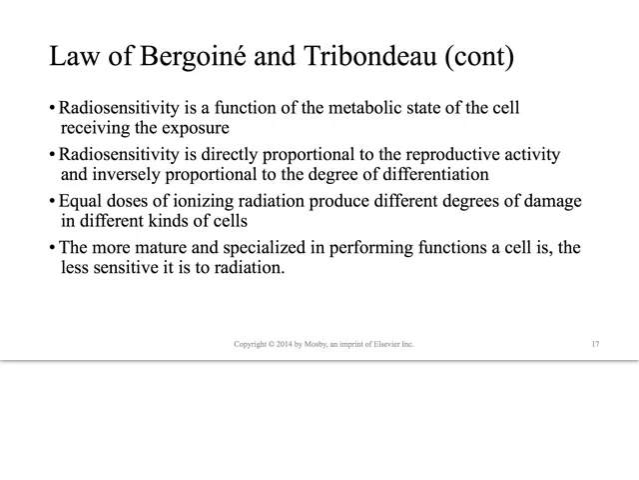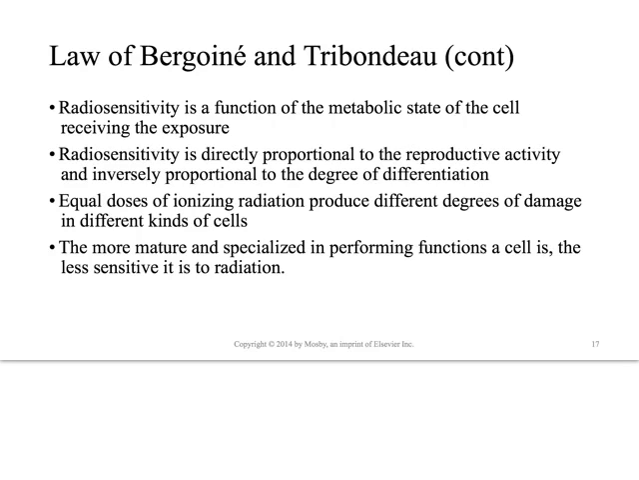So, but to continue on with that, radiosensitivity is a function of metabolic state of the cell receiving the exposure. So the more metabolically active the cell is, the more radiation could influence it. Radiosensitivity is directly proportional to the reproductive activity and inversely proportional to the degree of differentiation. So if we have a cell that's reproducing quite a bit, it's going to be more radiosensitive than, for example, a nerve cell that does not reproduce itself, right? There are exceptions, but that is largely the case.